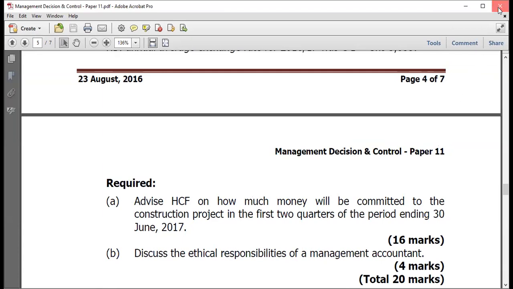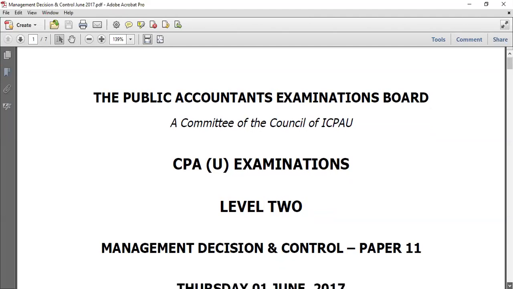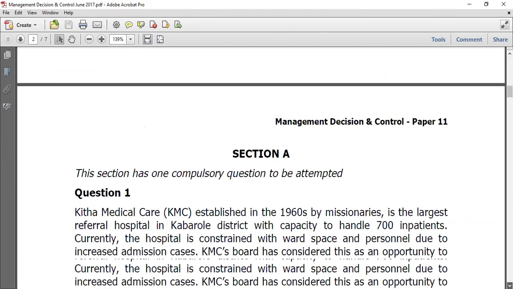Can you see my screen? No, it has gone off. It's okay. Let me just share the question here. So must be this one, June 27. Which question? Question 3.